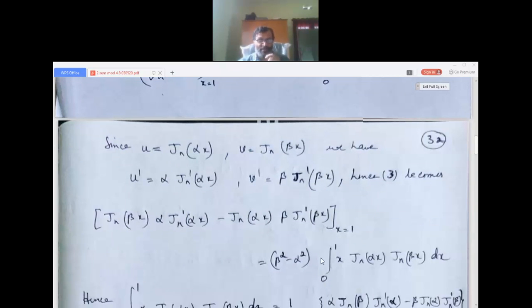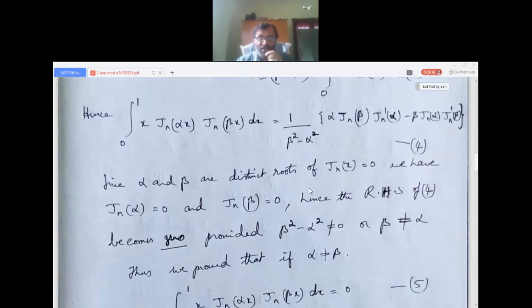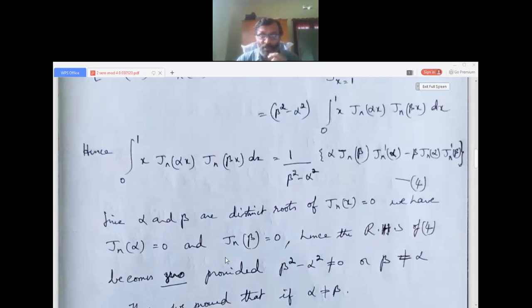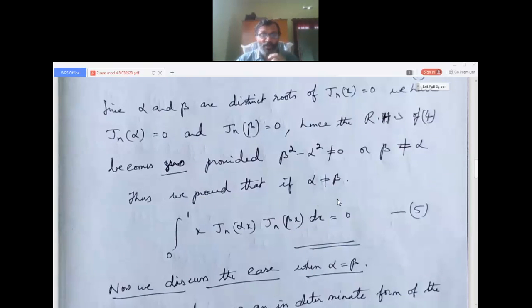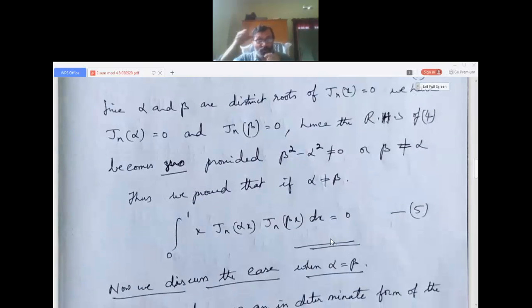Just substitute directly. So I want this in the derivation, so I bring this integration to one side, remaining to the other side. Now, since alpha and beta are the distinct roots of Jn of x equals 0, we have Jn of alpha equals 0 and Jn of beta equals 0. Substitute in the RHS of 4. Now when we substitute here, alpha should not be equal to beta, because if alpha equals beta, the right hand side will be 0 by 0 form. So we take the condition beta squared not equal to alpha squared, that is beta not equal to alpha. So thus we have proved that if alpha not equal to beta, integral 0 to 1 of x Jn of alpha x Jn of beta x dx equals 0. Till here they have asked in the model question paper.